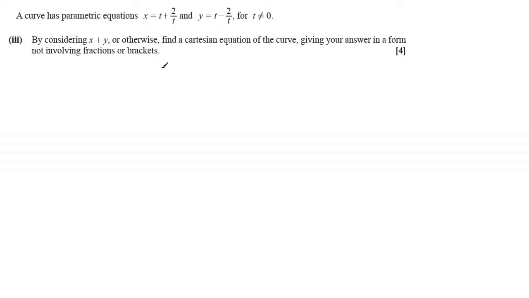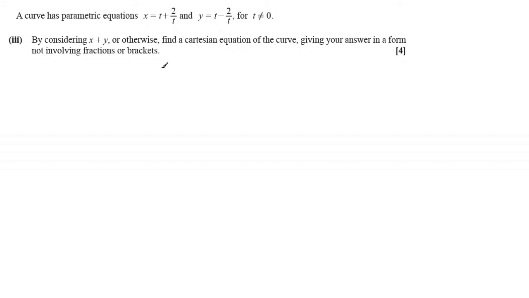Yeah, I can see that, Rahima, that maybe you've never seen a question quite like that, asking for no fractions, no brackets, but we've got to do as we're told, so to speak. Okay, so there we go.